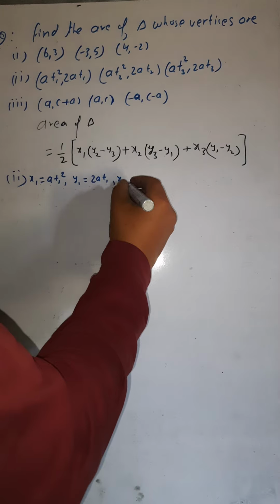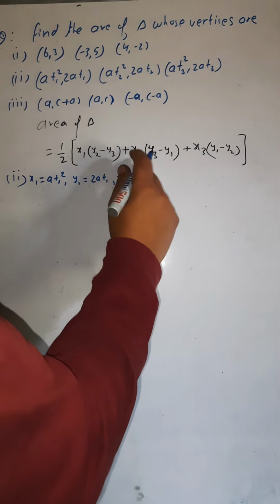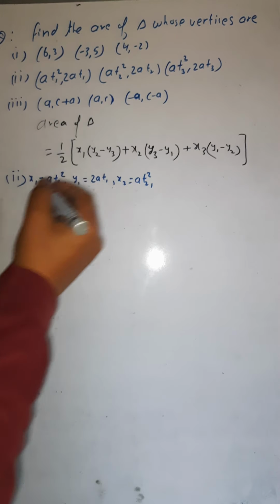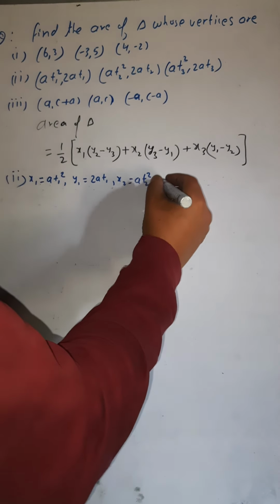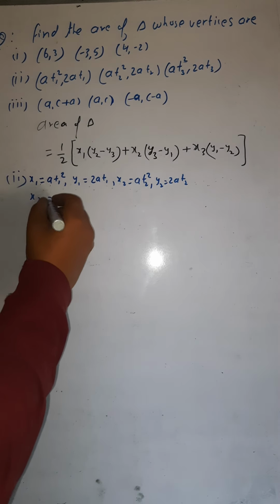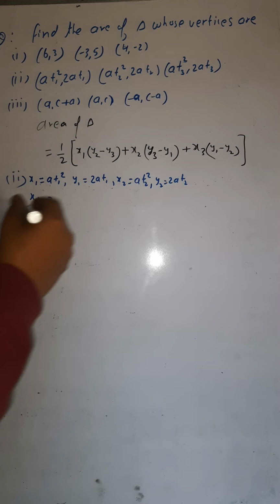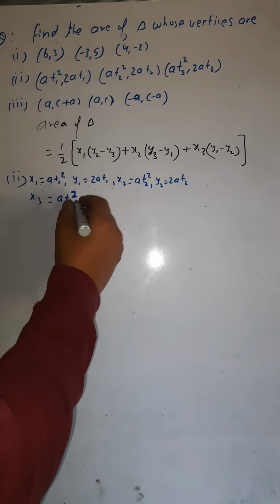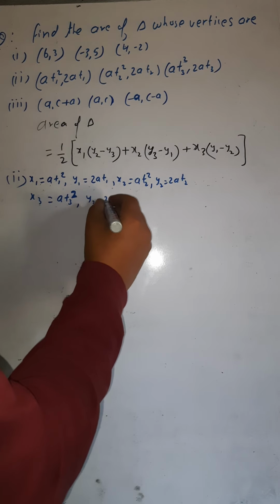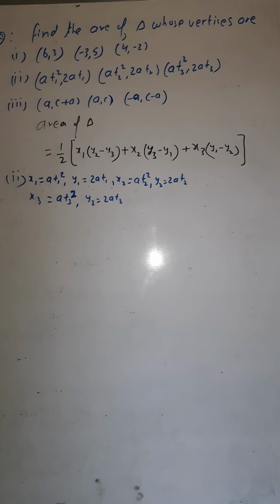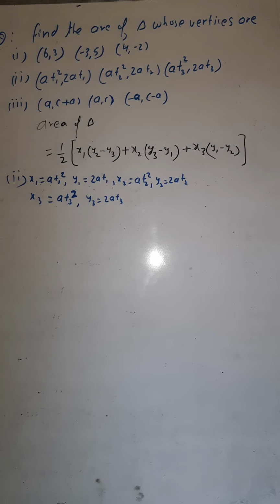Then x2 is a t2 square, and then you have y2, and it is 2a t2. Then you have x3 is a t3 square, and y3 is 2a t3. These are the different values which have been given to you. With the help of these values, we would try to find out the area of the triangle. Okay, let's see.